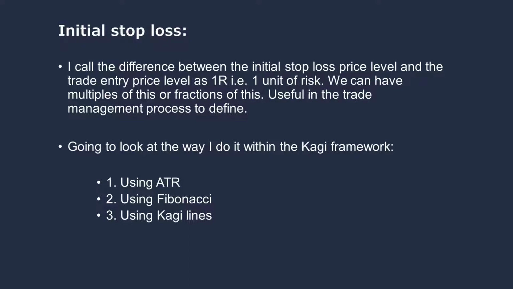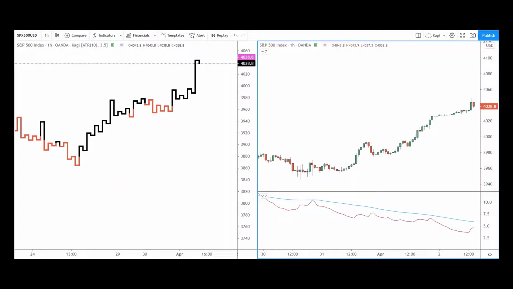So let's look at the example. Here we have our S&P 500 index Kagi chart on the left, 1 hour still, set to 3.5 points of line reversal, and on the right hand side we've got the standard S&P 500 candlestick chart set to 1 hour, because that marries up to the Kagi chart, and below that we have our ATR calculation, with the blue line being the smooth moving average.